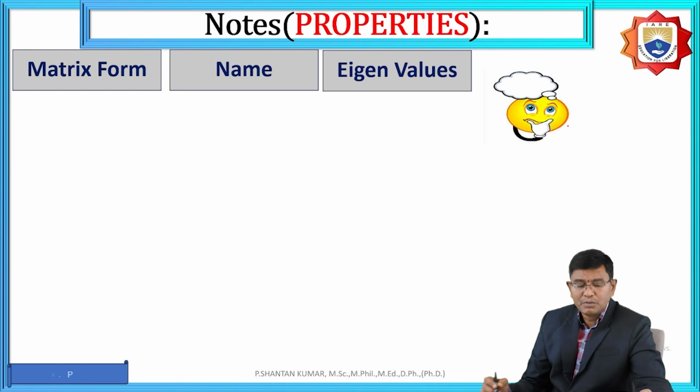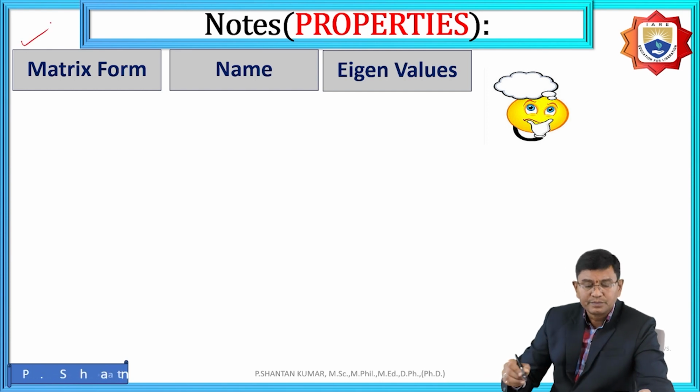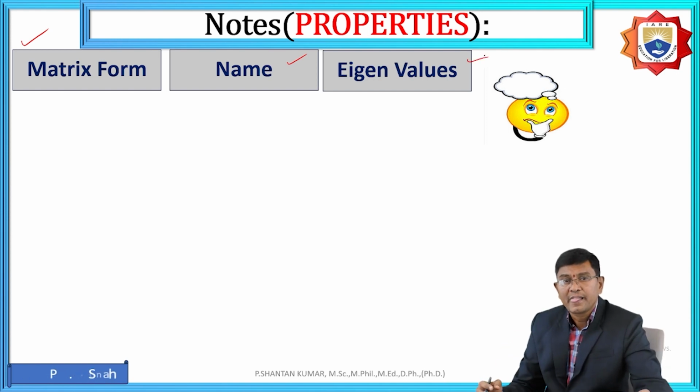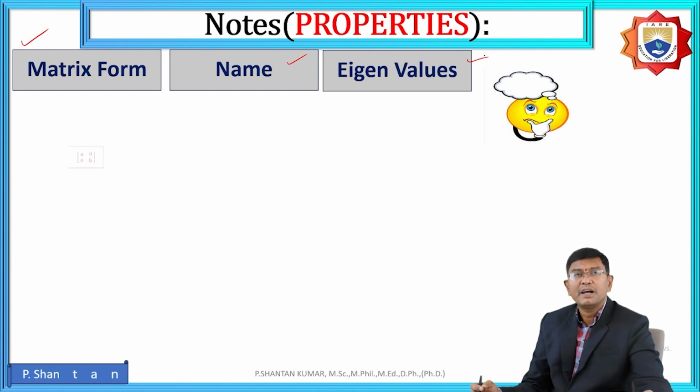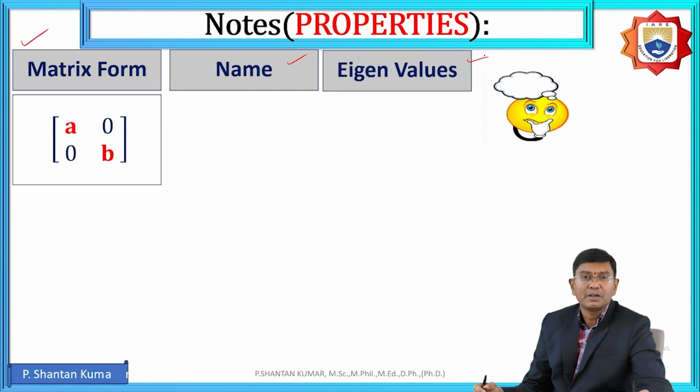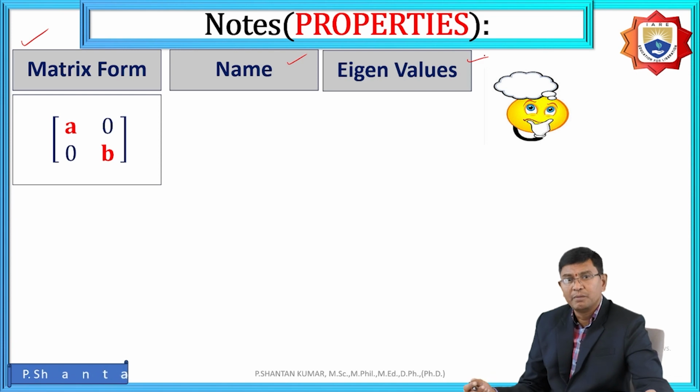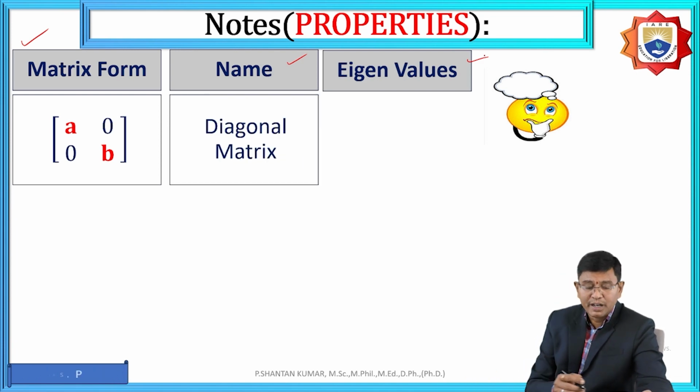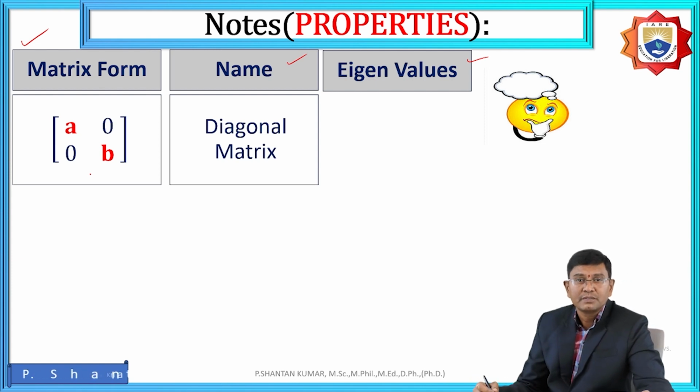Here, for example, assume a matrix, and what is the name of the matrix, and what are that particular matrix's eigenvalues. Here, for example, the matrix is a 2 by 2. We assume the matrix with entries a, 0, 0, b is a diagonal matrix, because the non-diagonal elements should be 0. Based upon that, the matrix is said to be a diagonal matrix.